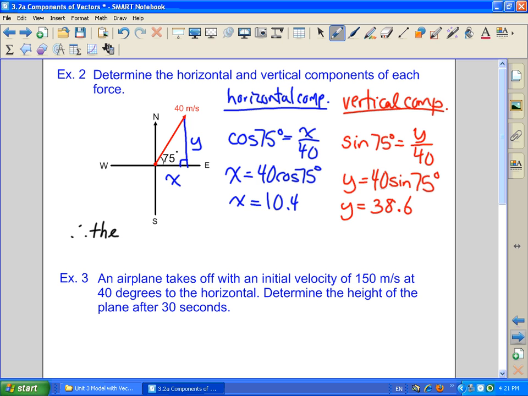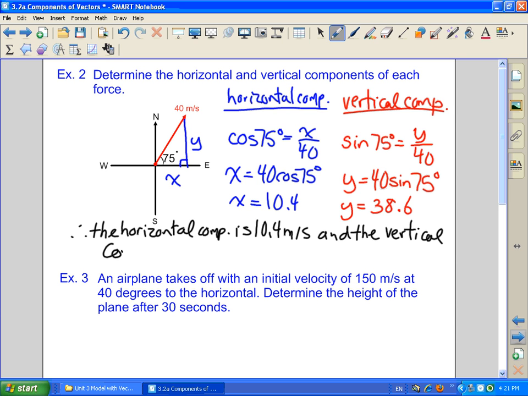Okay, do a therefore statement. Therefore, the horizontal component is 10.4 meters per second for speed, and the vertical component is 38.6 meters per second.